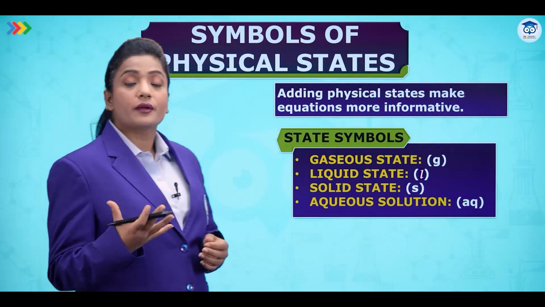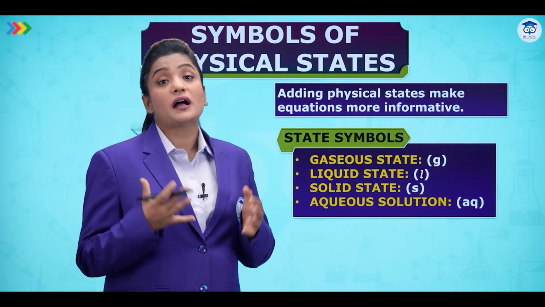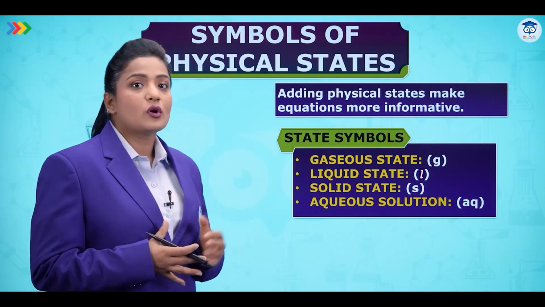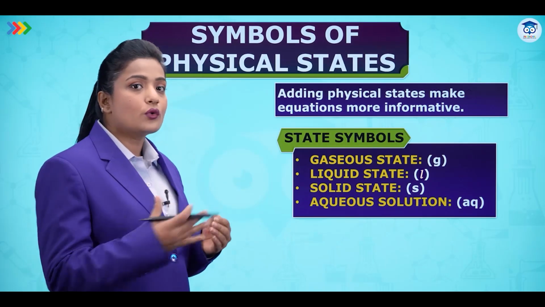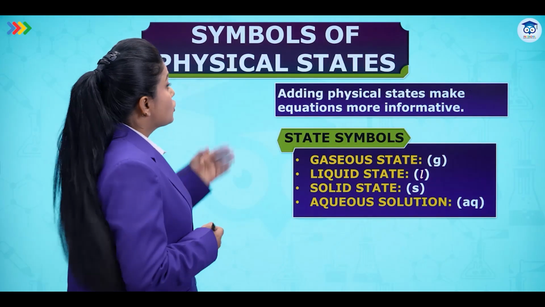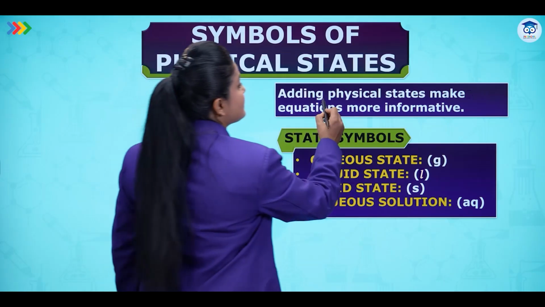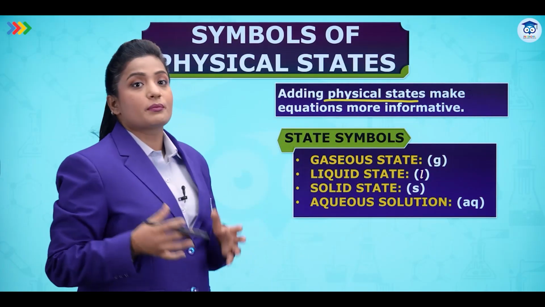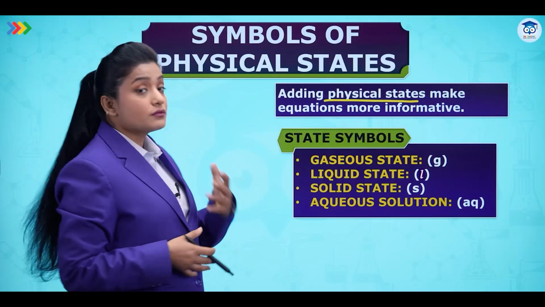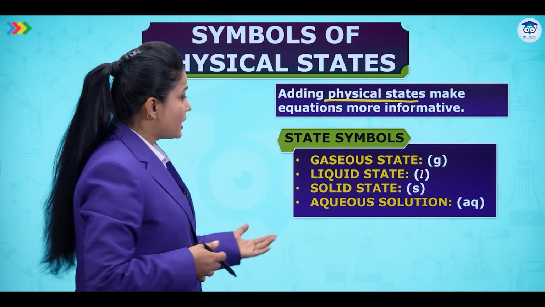Now, since we have talked about chemical reaction and chemical equations in part 1, we need to also understand their symbols, their conditions, and how we write a chemical equation. So, talking about the symbols, symbols tell us the physical states of the compounds present in the chemical reaction. It gives us more information. And how do we mention that?